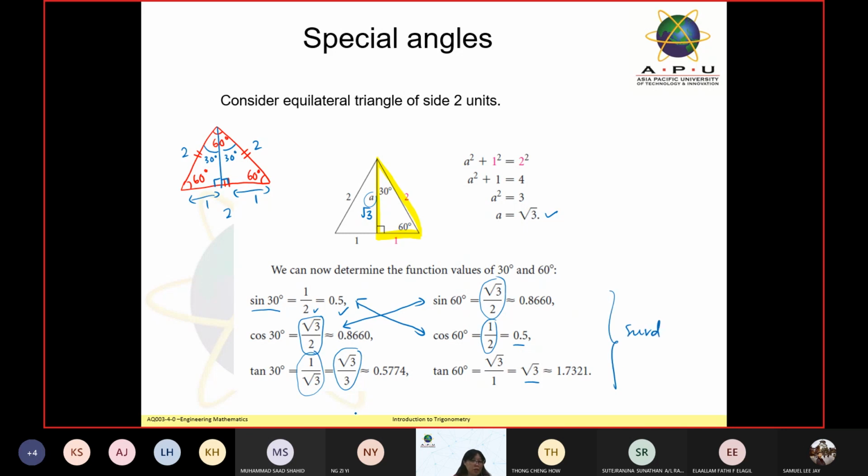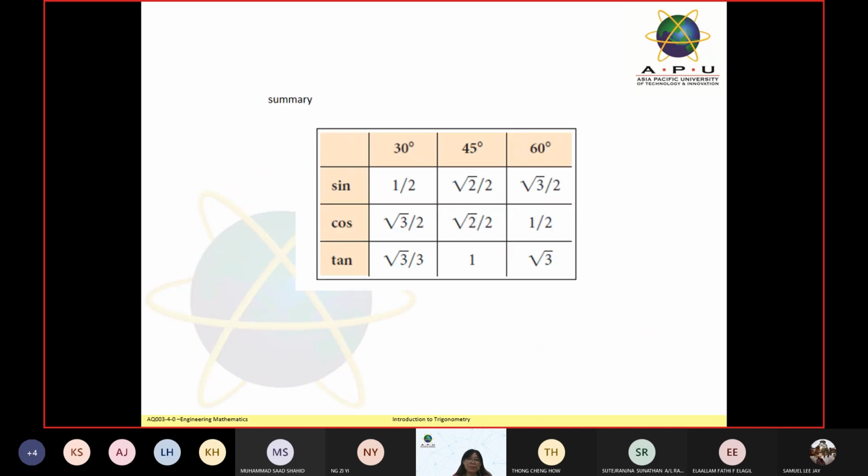Okay, is that clear? How we get the values? Because sometimes for some of the values, we just say, oh, sine 60 is square root of 3 over 2. So you understand how you get to this set. This is a summary from the triangles that we went through just now. Is that okay so far? Yes, miss. Yes, sir. Okay, this is a summary. Then we will continue.